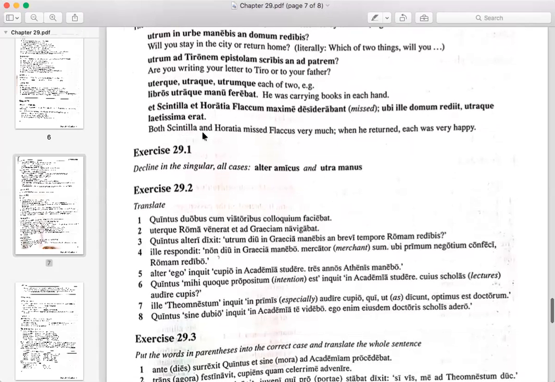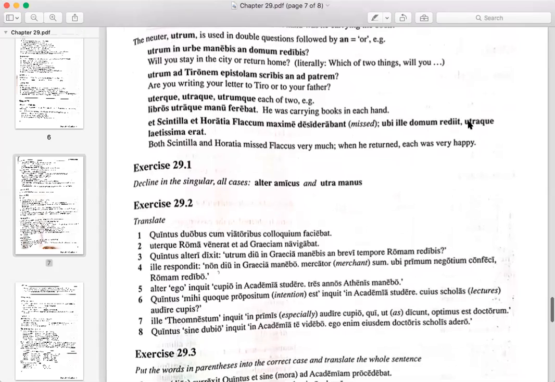Both Scintilla and Horatia missed Flaccus very much. When he returned, each was very happy. So here you have utraque in the nominative singular because each is going to be singular. Remember that, that's true in English as well. And you have a singular verb, each was very happy.